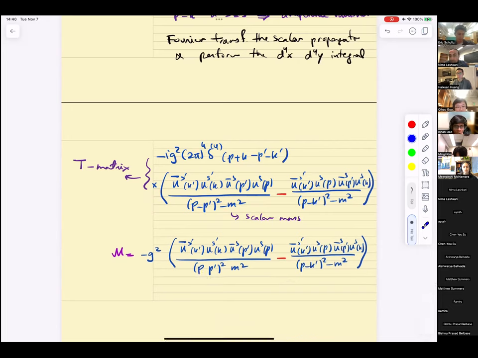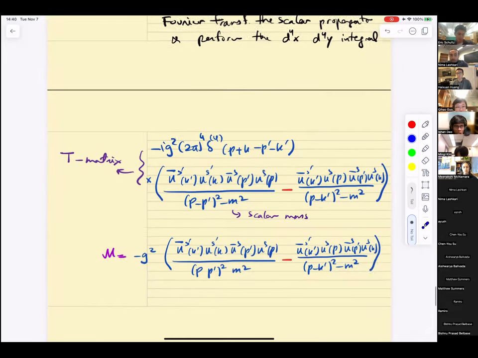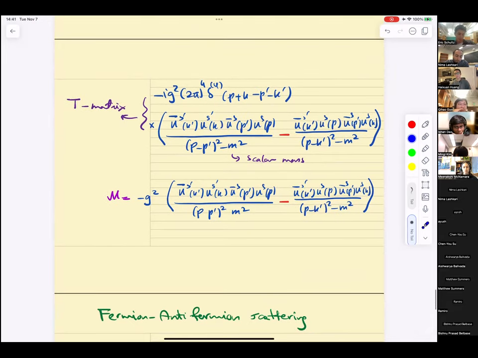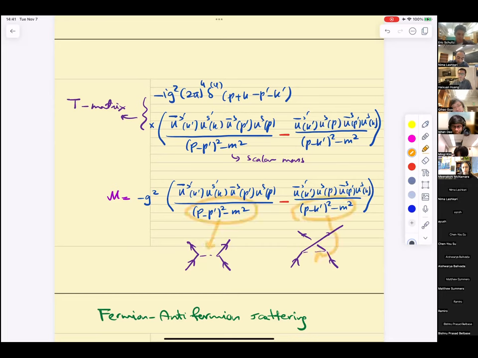Good? The expressions are fairly simple. Now, the picture is hopefully physical, right? So this diagram is like this, right? And this diagram is like this. All you have is this guy is this propagator, this guy is this propagator.